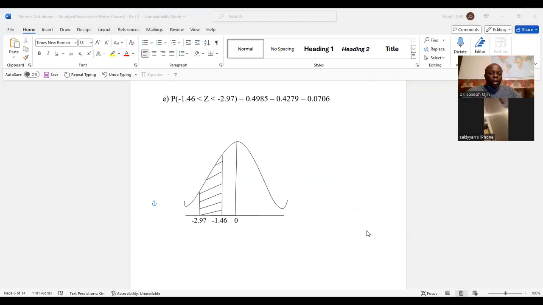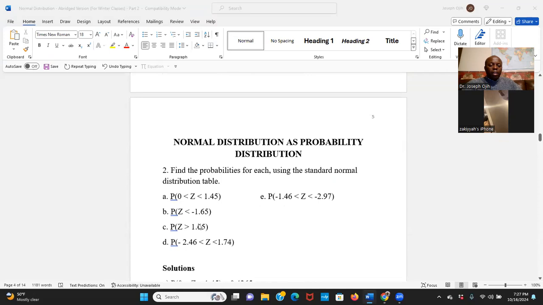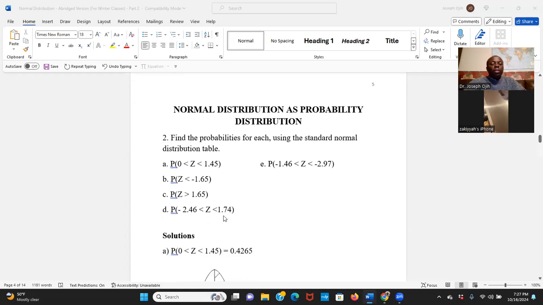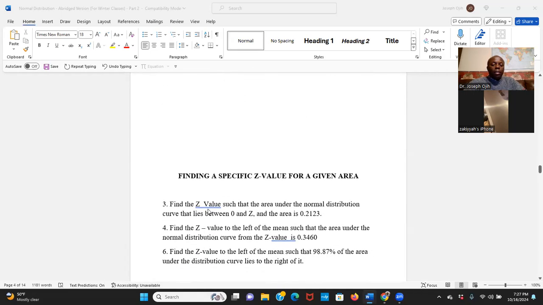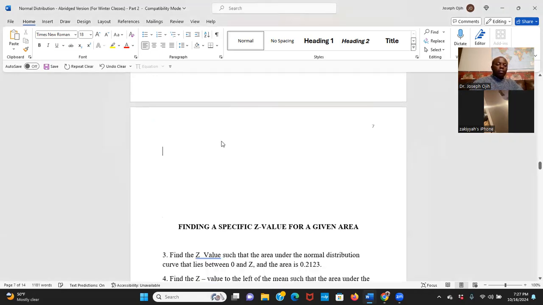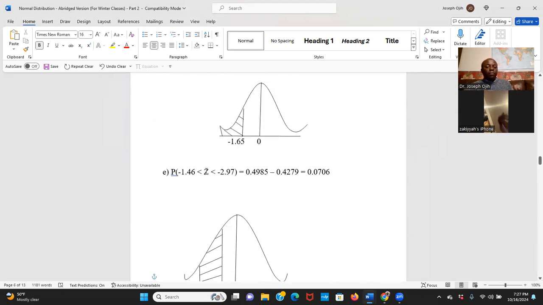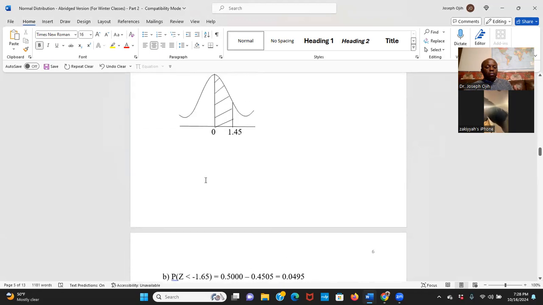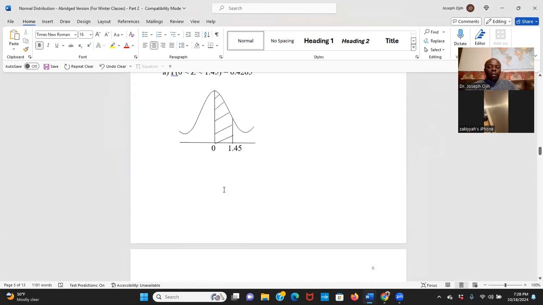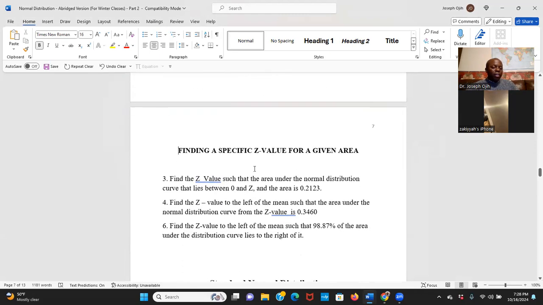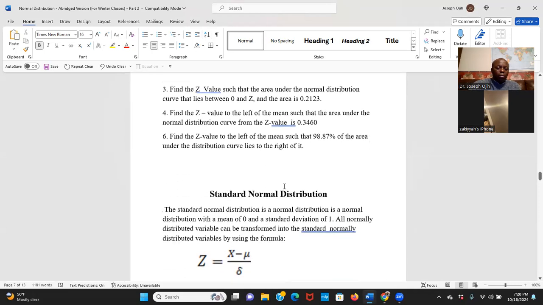Okay, excellent. Like I said, you can try some of them by yourself. I've shown you the two ways they can ask the question. Now let's do the opposite: finding a specific Z value for a given area. In the one we just did, they gave us the Z value and wanted the probability or the area. In this case, they give us the area, or the probability, and want us to find the Z value. How do we do that? Let's try some examples.